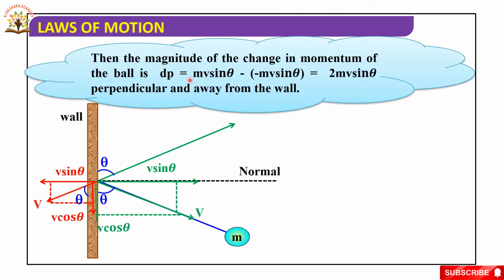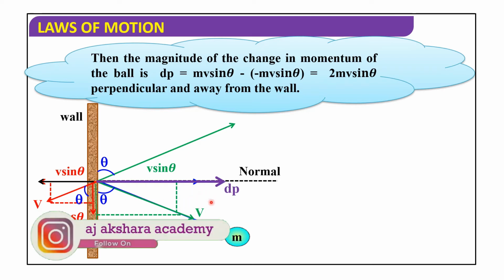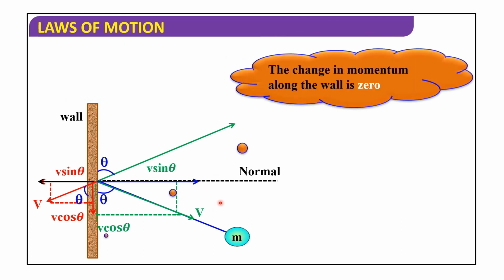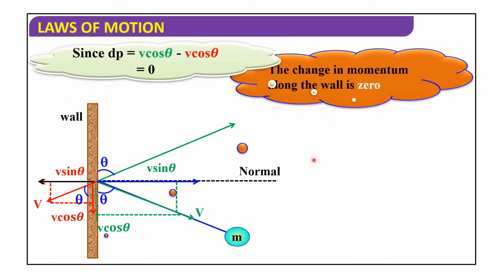And then the magnitude of change in momentum of the ball is dp equals mv sin theta minus of minus mv sin theta. So this is 2mv sin theta perpendicular to and away from the wall. So this is the change in momentum: dp equals 2mv sin theta perpendicular to and away from the wall. Now the change in momentum along the wall is 0, since dp equals v cos theta minus v cos theta, that is equals 0.